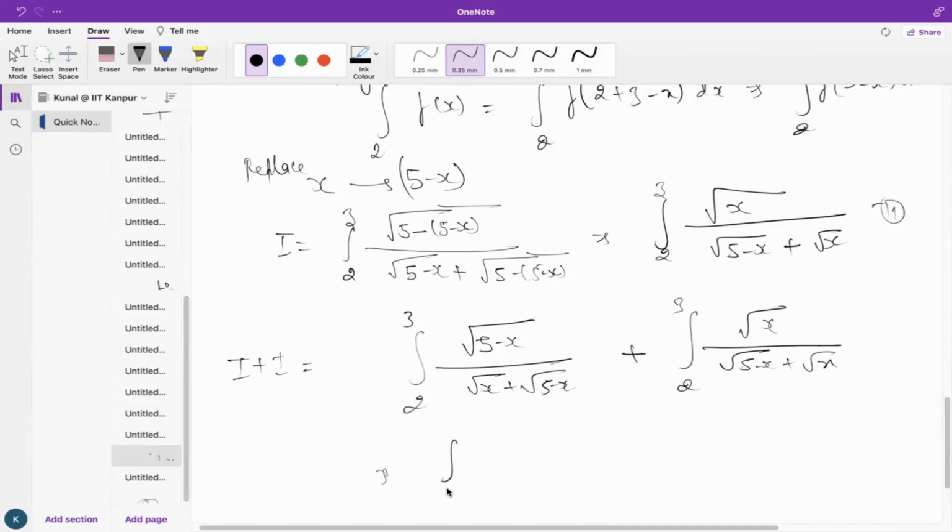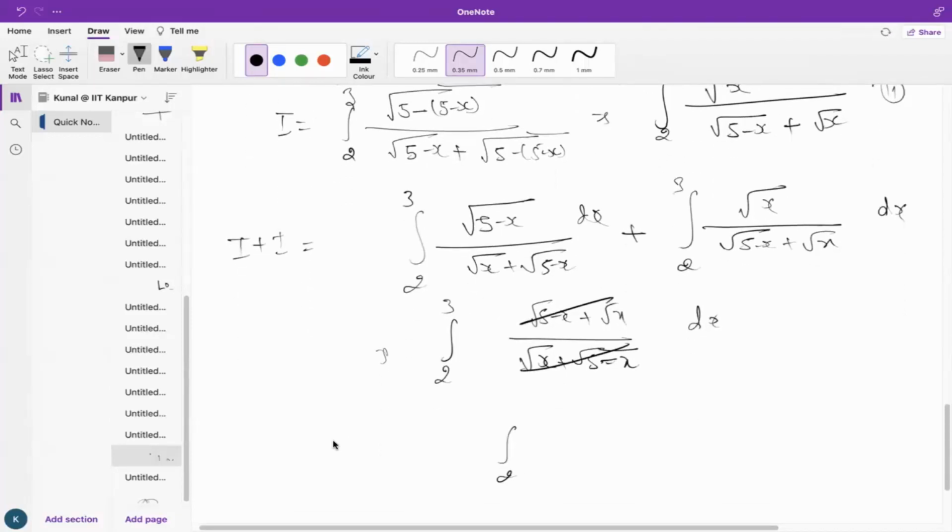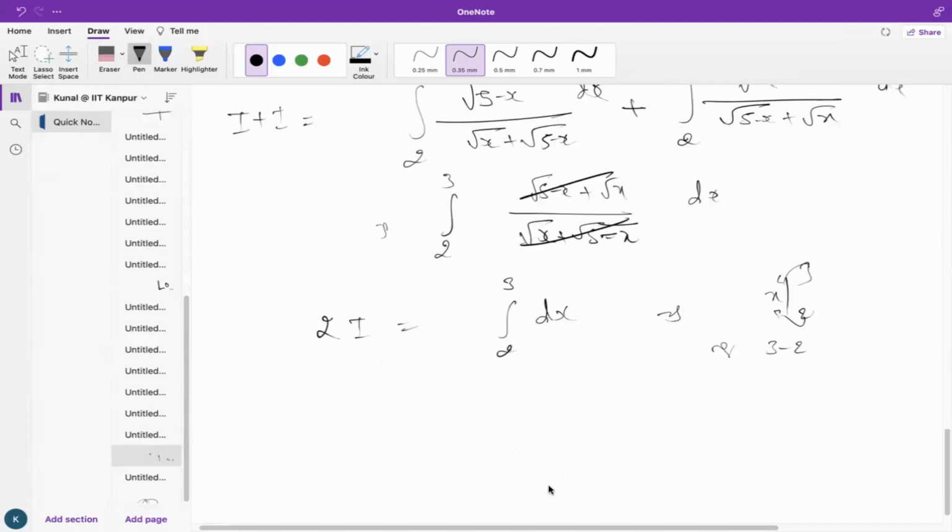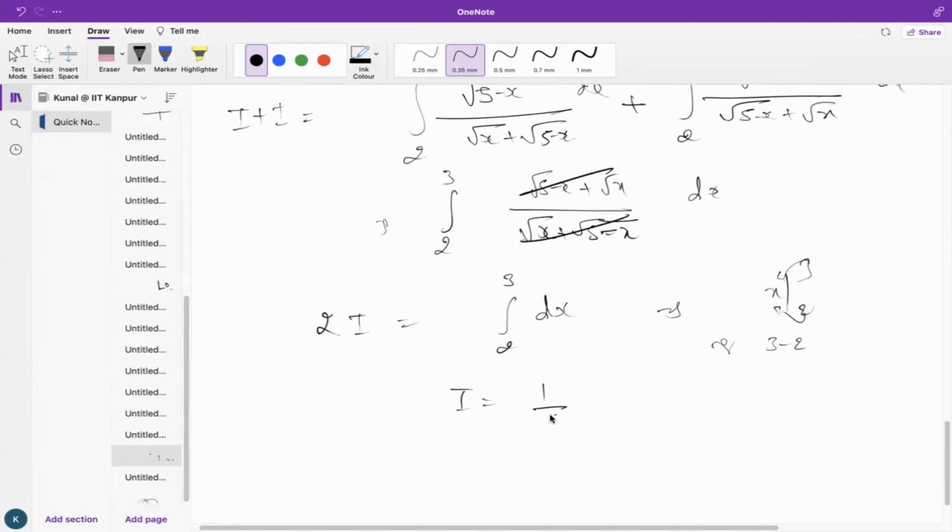We can write it into this form, right? And by applying the property from our first class, we can take it into one integral. So we will get root under (5 minus x) plus root x, over root under x plus root under (5 minus x), dx, I missed dx here. What you observe here is that our numerator and denominator get cancelled. So 2I is equal to the integral from 2 to 3 of dx. When we do that, we get x from 2 to 3, and when we insert the limits, we get 3 minus 2. So our I is equal to 1 by 2.